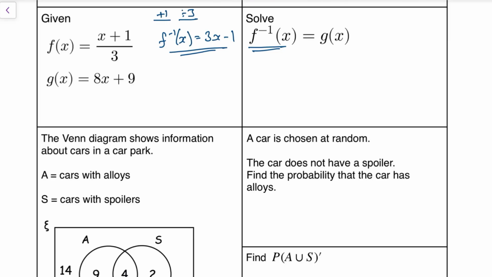And then from the question, I know that 3x minus 1 is equal to 8x plus 9. And I just have a linear equation, one unknown, one equation, and so I can solve that. So take away 3x on both sides, gives me 5x. Take away 9 from both sides, gives me minus 10. And that implies that x is equal to minus 2. Not an easy question, but definitely not as bad as it looks, as long as you know how to do the individual stages.